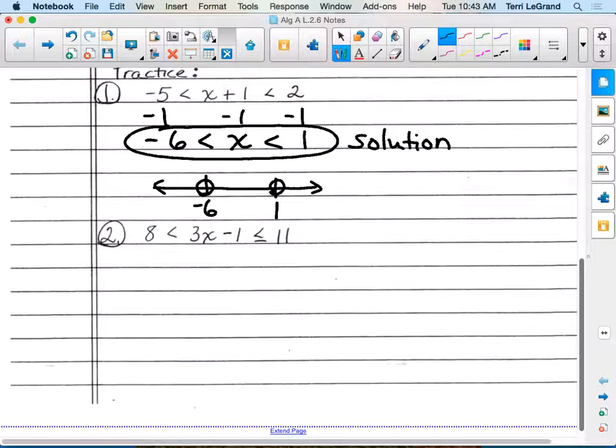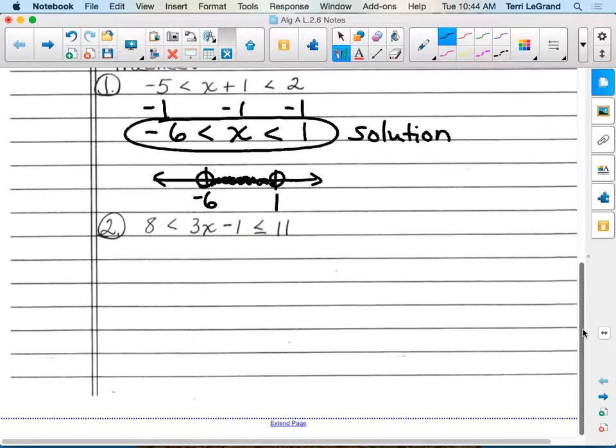What numbers are greater than -6 and at the same time less than 1? Give me an example of a number that is greater than -6 and less than 1. -2. 0, yeah. Numbers in between here, right? So where are we going to shade? In between. We're going to shade in between those two endpoints, because those are the only numbers that satisfy both parts: greater than -6 and at the same time less than 1. Anybody have any questions so far?